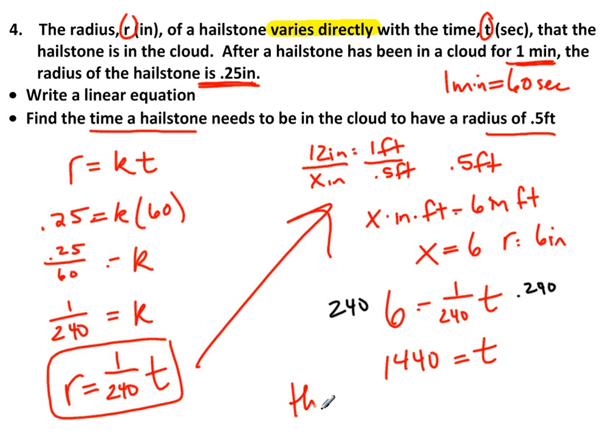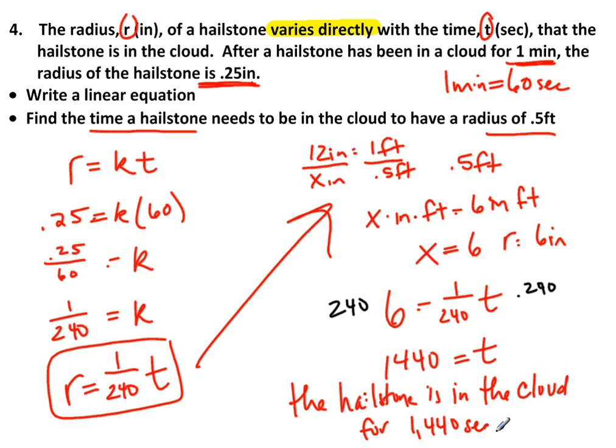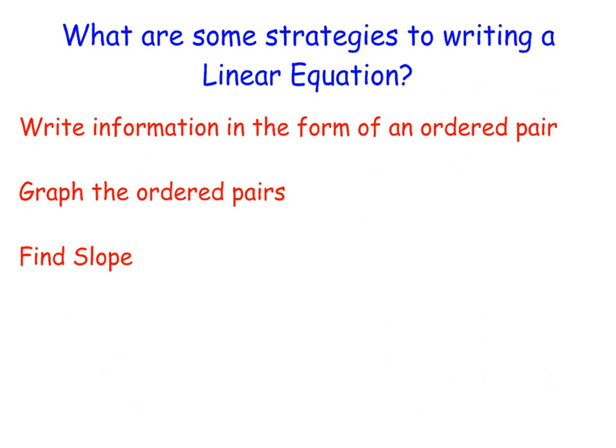Okay, the hailstone is in the cloud for 1,440 seconds. Okay? So that's our first part, our writing direct variation equations.